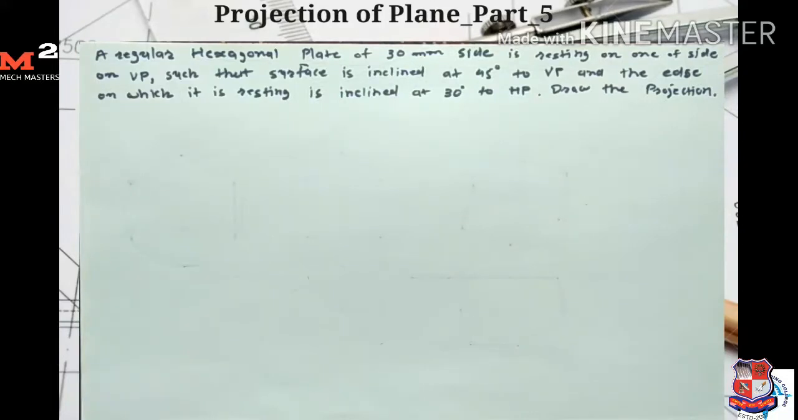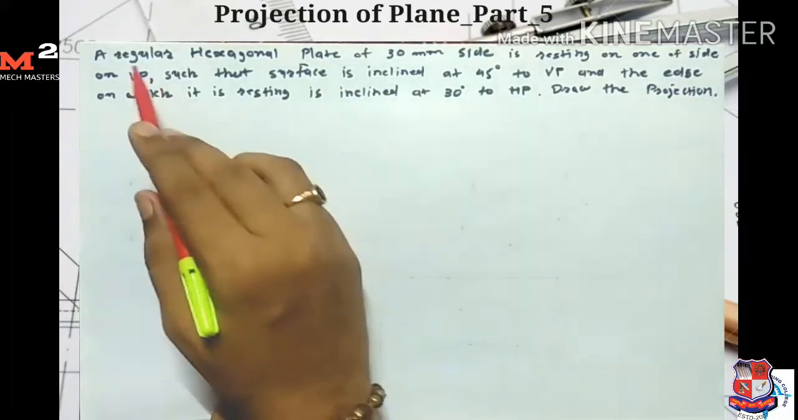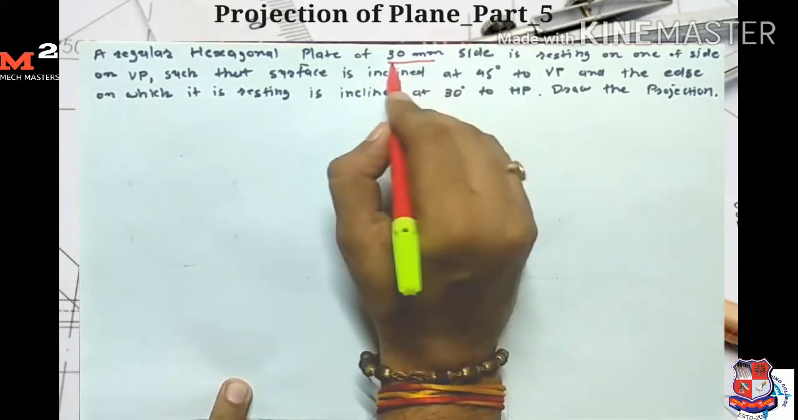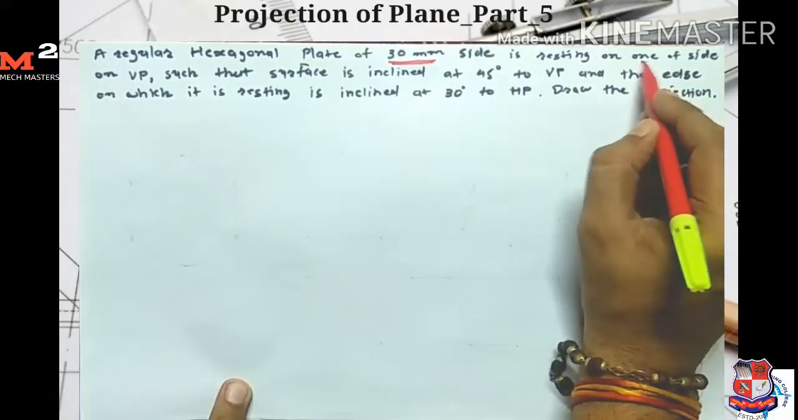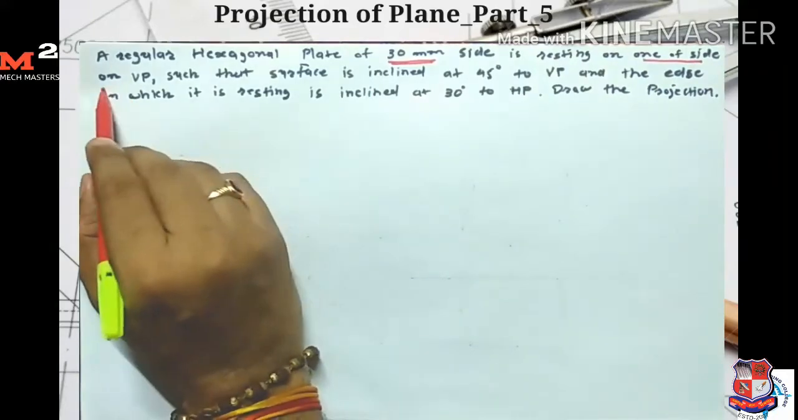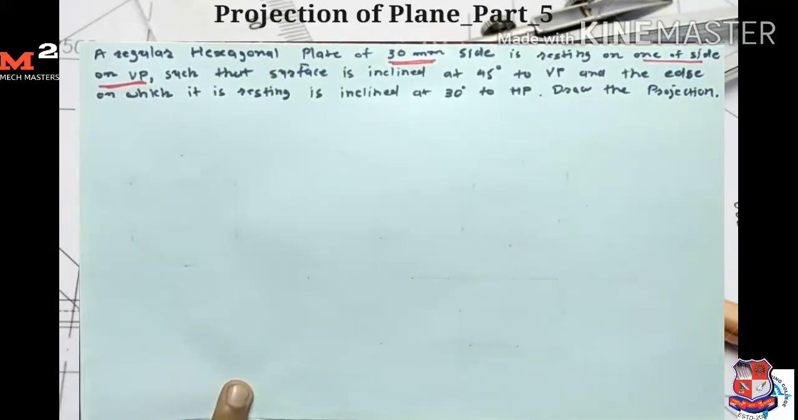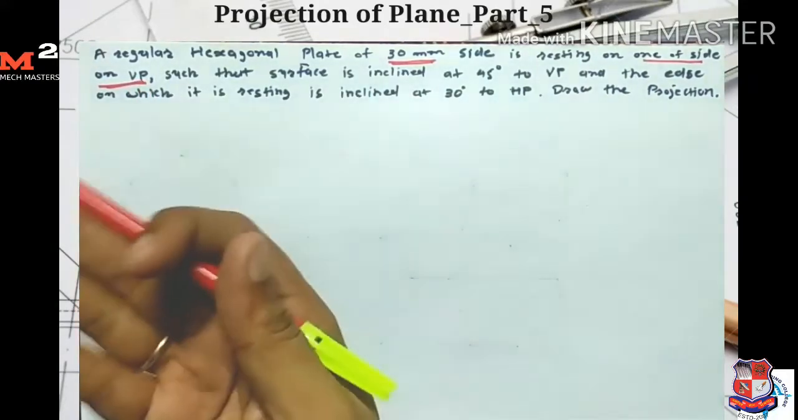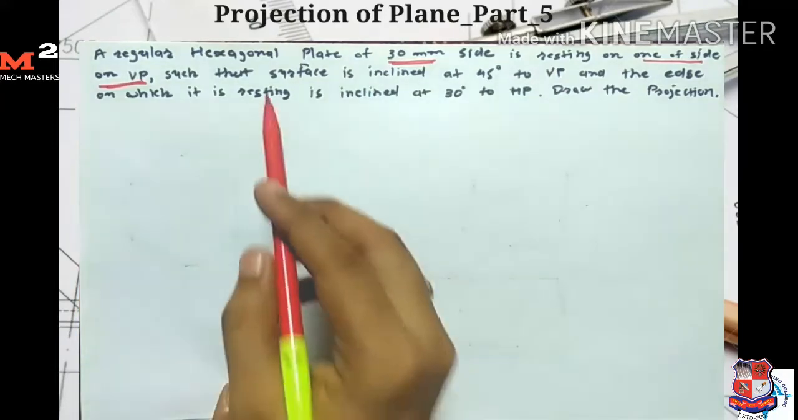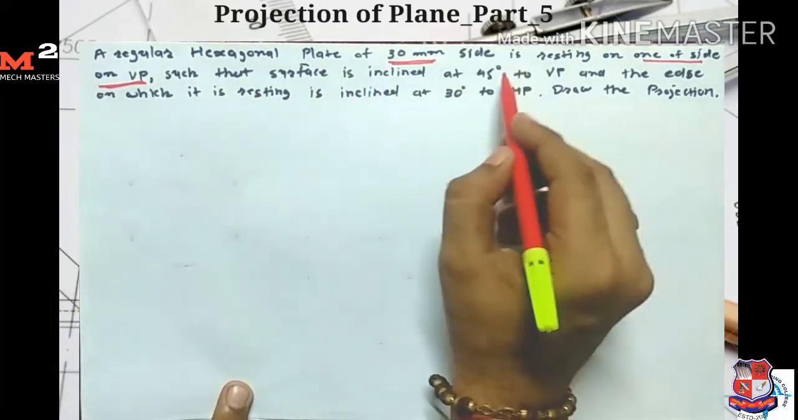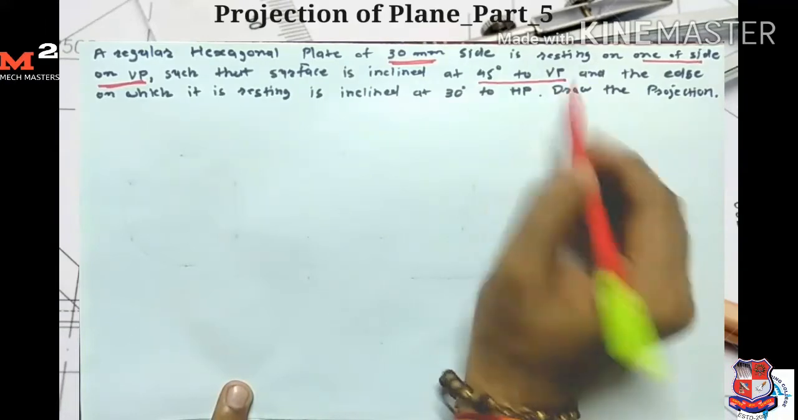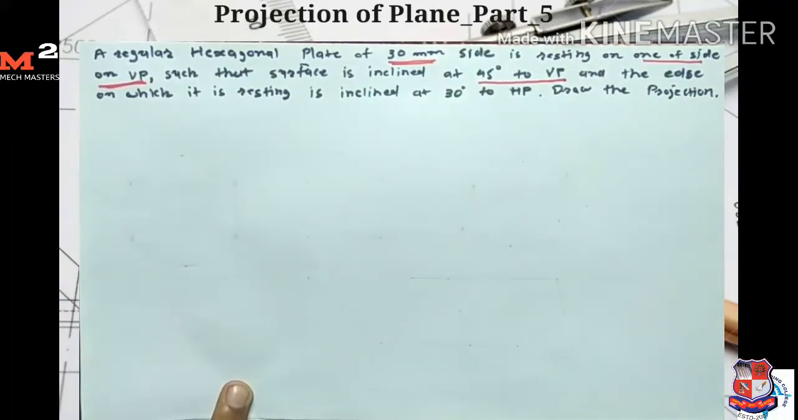Let's see another problem of a hexagonal plate. In this question, given that the regular hexagonal plate of 30 mm side is resting on one of its sides on VP. So here the plane is resting on VP, so we draw the hexagon on the vertical plane, such that the surface is inclined at 45 degree with VP. So phi is equal to 45.